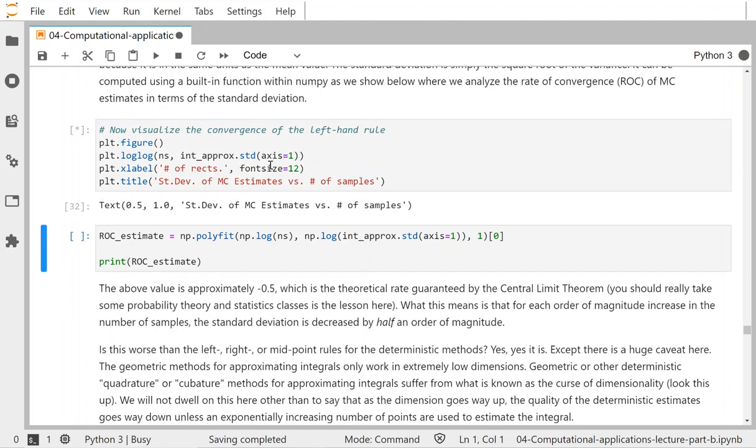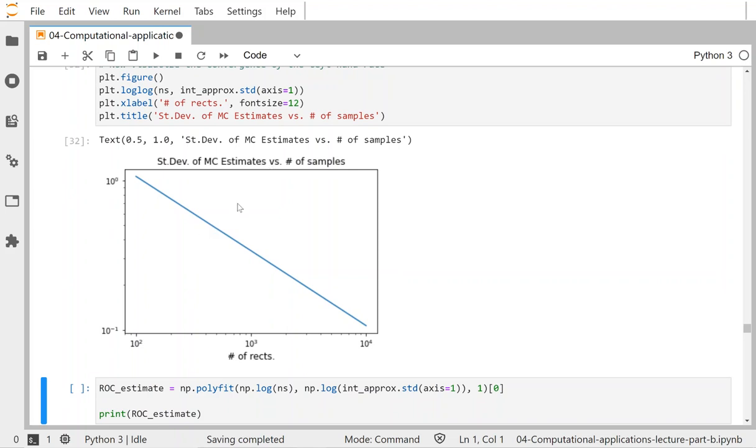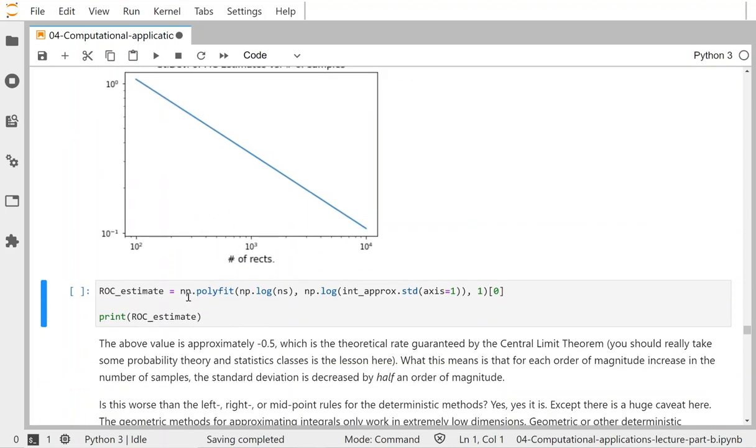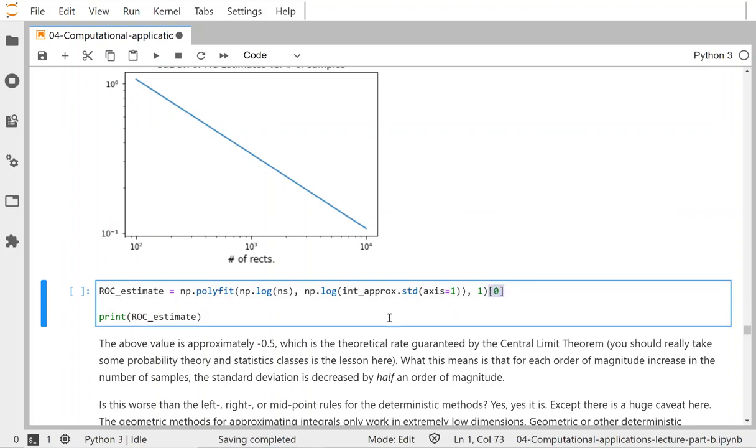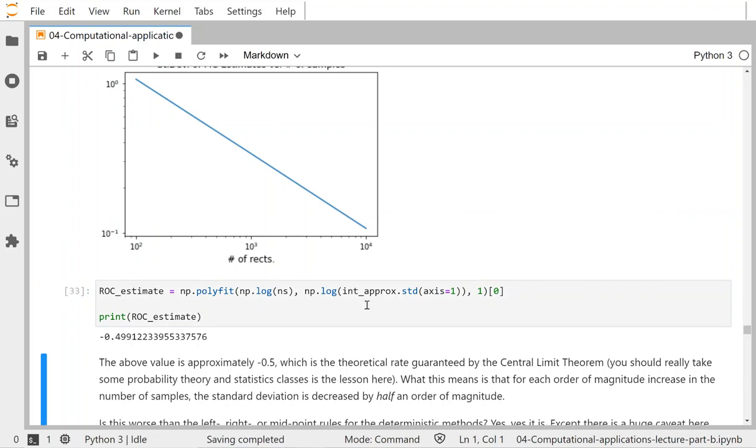And so now when I plot this, we see a curve that's very much like what we saw before with the rectangle rules. We see a simple line that seems to suggest that we reduce by about 1 order of magnitude the standard deviation with 2 orders of increased number of rectangles. In fact, we use our polyfit to create an estimate of the rate of convergence, where again we return the slope of this line of best fit, and we print it and we see it's about negative 0.5. So we had to increase 2 orders of magnitude.